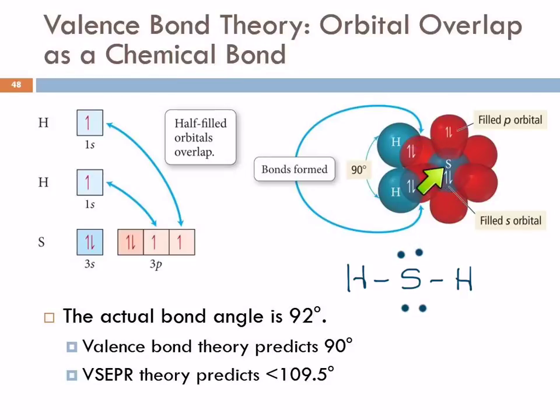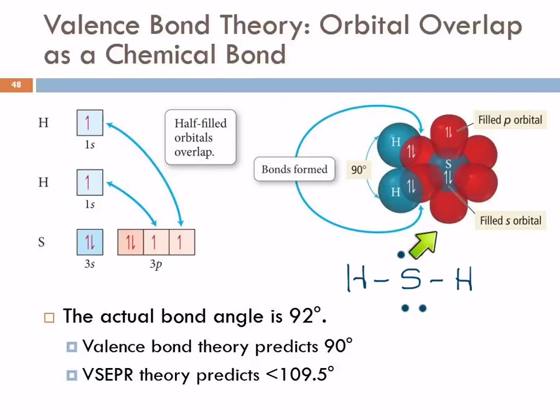Okay, so sulfur has 3 p orbitals. This one is filled, and this one is half-filled. That's going to overlap with the hydrogen. And this one is half-filled, and this is going to overlap with the hydrogen. The hydrogens each have 1 half-filled orbital, and so these guys are going to overlap, and these guys are going to overlap.